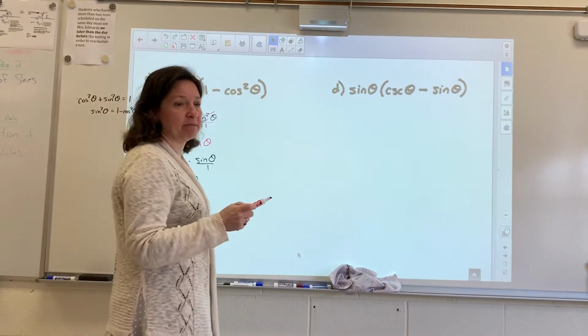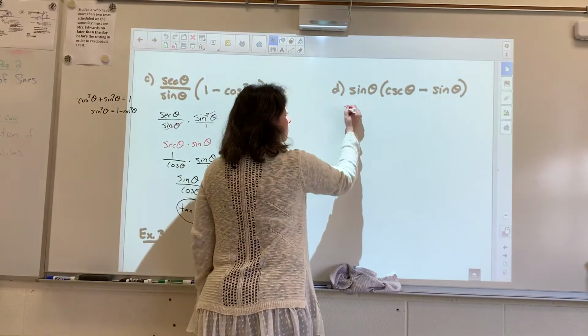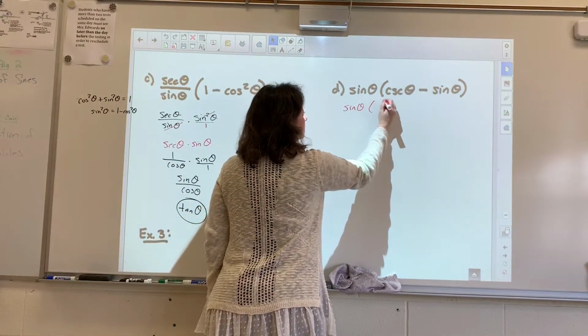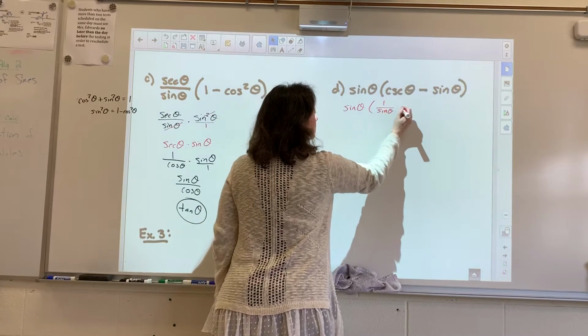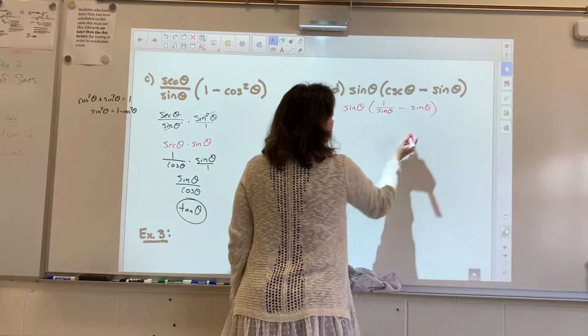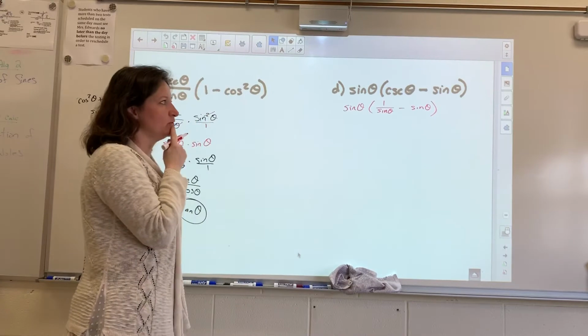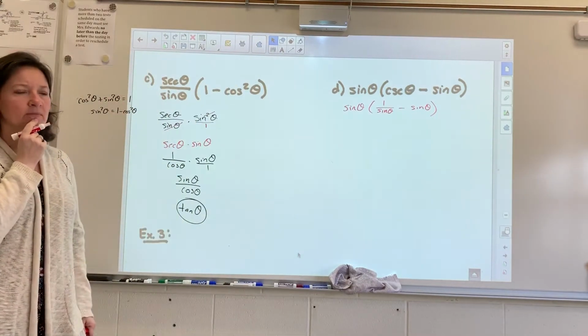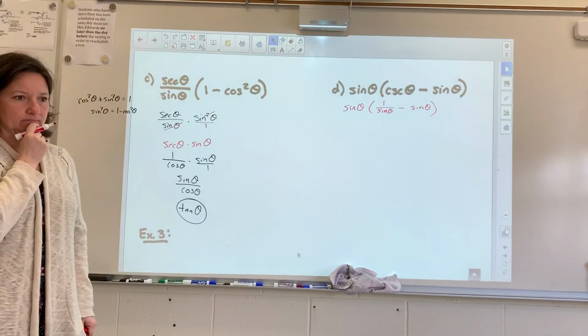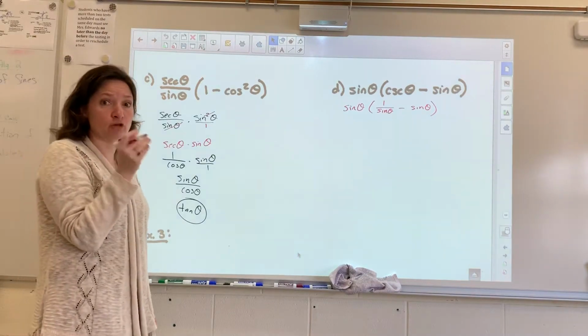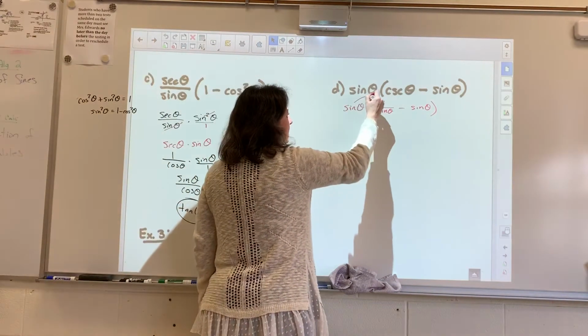What can cosecant be rewritten as? 1 over sine, minus sine. Then, any ideas how you would simplify this? What do you think you might do next? Okay, any of you thought distribute? You're right, we're going to distribute sine.